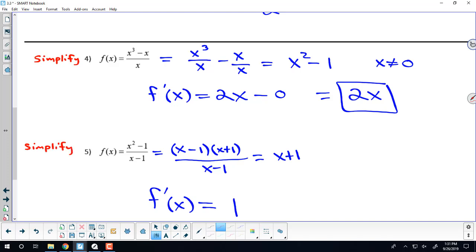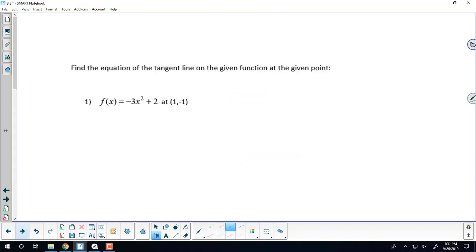So simplify if you can before you take the derivative. You'll end up with a simpler function to deal with, which means you have a simpler derivative. Here we should note that x can't be equal to 1. All right. That's really the purpose of those exercises, just to highlight: you don't have to take the derivative of the function as it's presented to you. You can simplify first and then take the derivative.